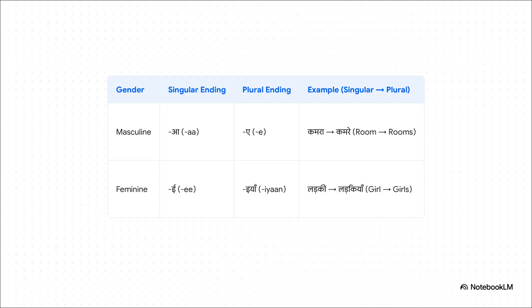All right, let's break down the most common cheat code. For a ton of masculine nouns, you're going to be listening for an "aa" sound at the end. See the example? One room is kamra, but when you have multiple rooms, it becomes kamre. That shift from "aa" to "e" is a massive clue. Now for feminine nouns, you want to listen for a long "ee" sound. One girl is ladki, and a group of girls, ladkiyan. That "ee" to "iyan" switch is your classic feminine pattern.